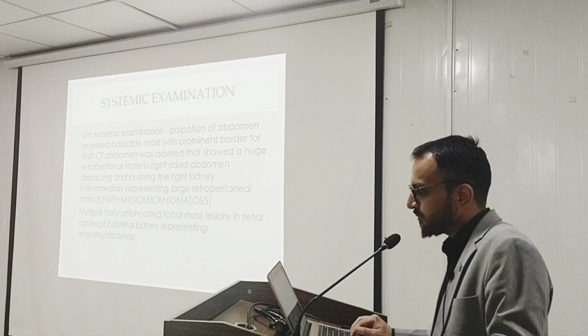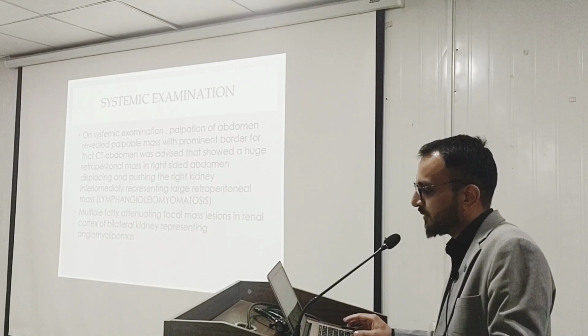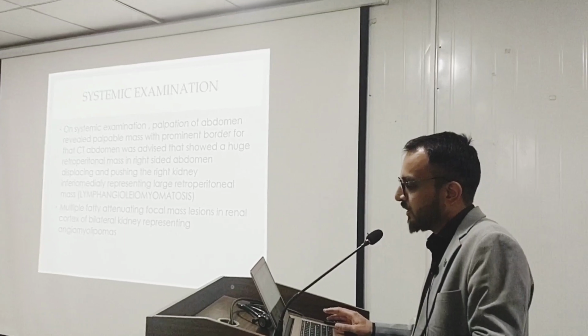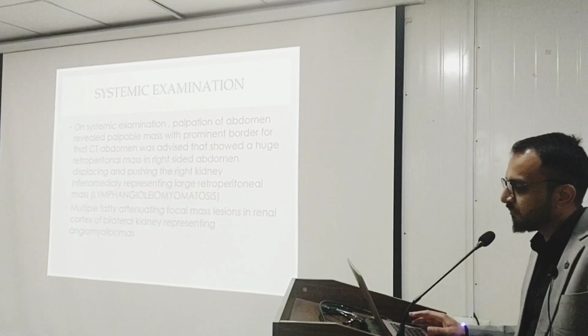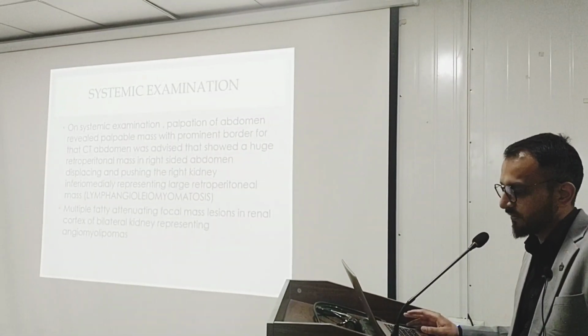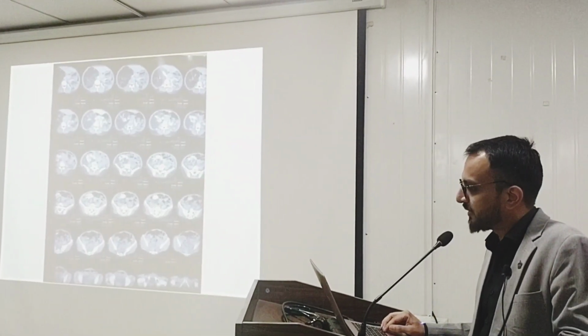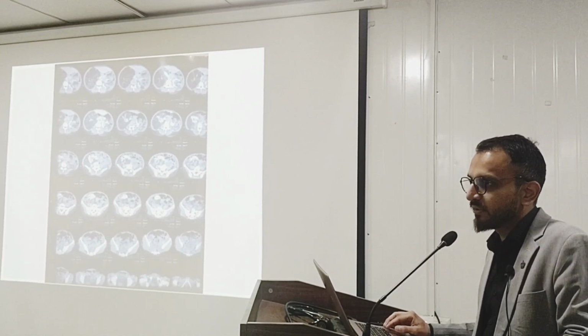On systemic examination, palpation of the abdomen revealed a palpable mass with a prominent border, so CT abdomen was advised. That showed a huge retroperitoneal mass in the right sided abdomen, displacing and pushing the right kidney inferomedially, representing a large retroperitoneal mass, that is lymphangioleiomyomatosis, and multiple fatty attenuating focal mass lesions in the renal cortex of both kidneys, representing angiomyolipomas. This was the CT abdomen of the patient showing angiomyolipomas and lymphangioleiomyomatosis.